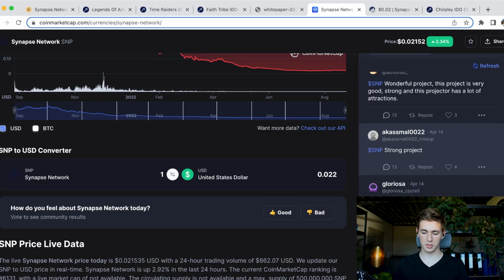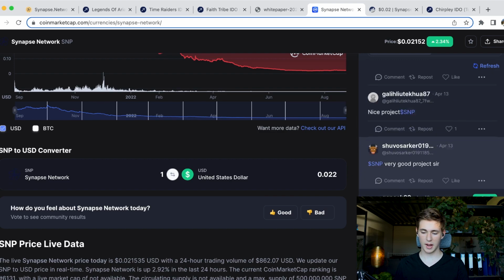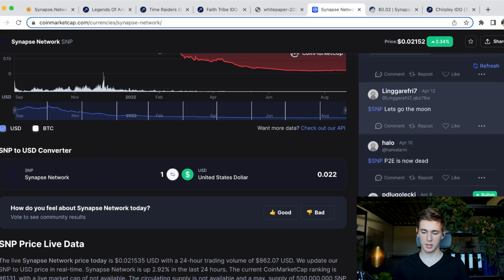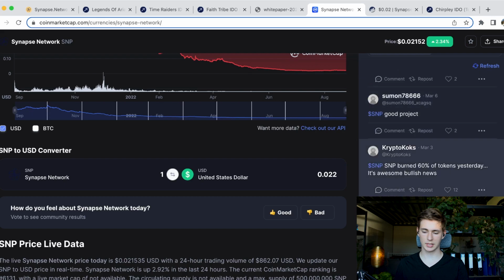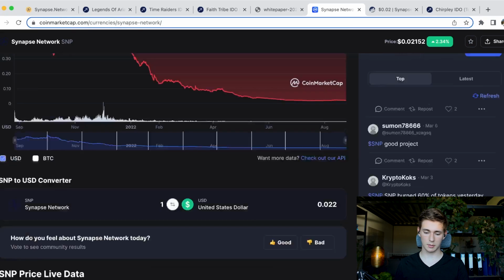Overall, their sentiment on the coin market cap is quite divided. There's quite some bullish, but there's plenty of bearish comments as well. There's a lot of people that have commented on this project, a lot. So it's definitely quite popular.